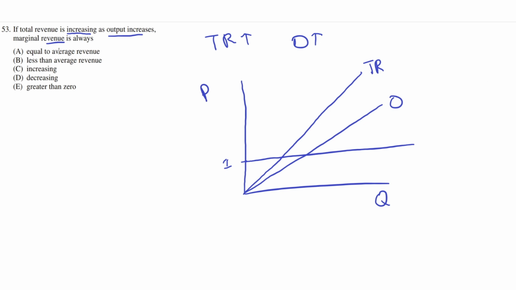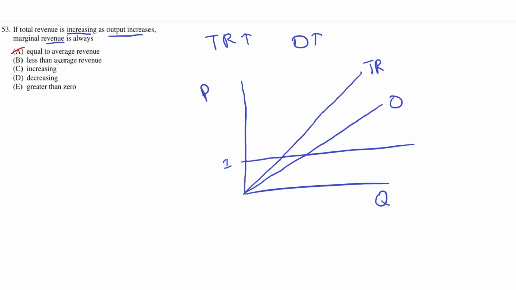Answer choice A says equal to average revenue. We don't know whether marginal revenue would be equal to average revenue because, for one, we don't know what average revenue is, nor do we know exact specifics about these graphs. All we know is that total revenue is increasing as output increases, that marginal revenue must also be some positive number because total revenue is increasing. So A is incorrect.